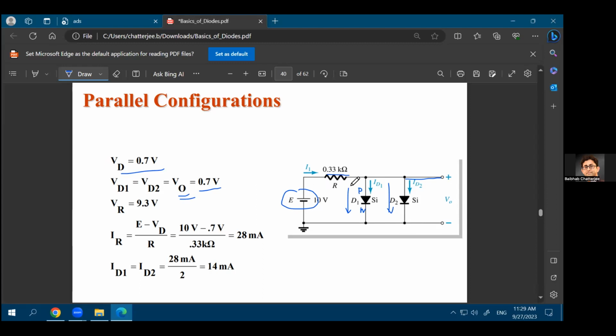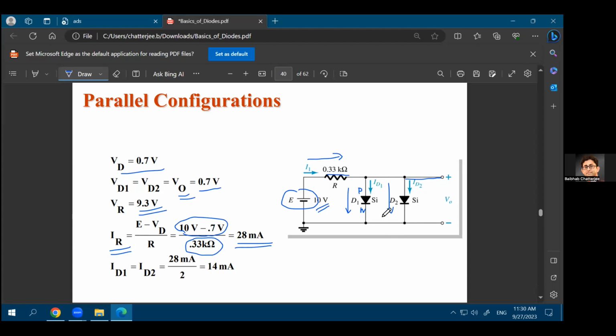So the drop across this resistance is the rest of the voltage. If your battery was a 10-volt battery, the rest of the voltage will be 9.3 volt. That will be the drop across the resistance. So what would be the current flowing across the resistance? That would be the drop across the resistance, which is 9.3 volts, divided by the value of the resistance, which is 0.33 kilo ohms. So the current across the resistance will be 28 milliampere. So whatever is flowing in this direction is 28 milliampere.